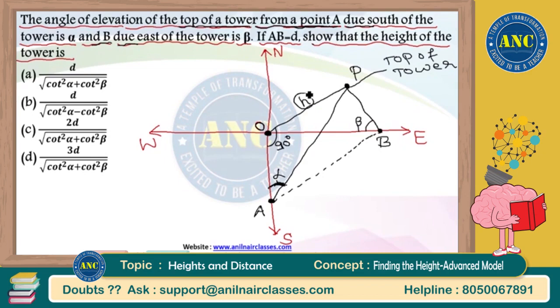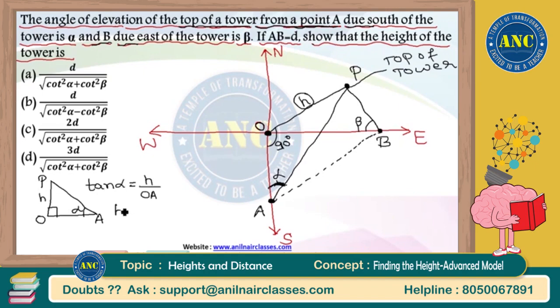Now see here, sir. If I take this triangle OPA, let me draw it here. This is O, this is P, this angle is 90 degrees, right? This angle is 90 degrees, and this is A, and the angle of elevation at A is given as alpha. Now, tan alpha is nothing but OP, height is H. Tan alpha is nothing but opposite H by adjacent OA. Opposite by adjacent.